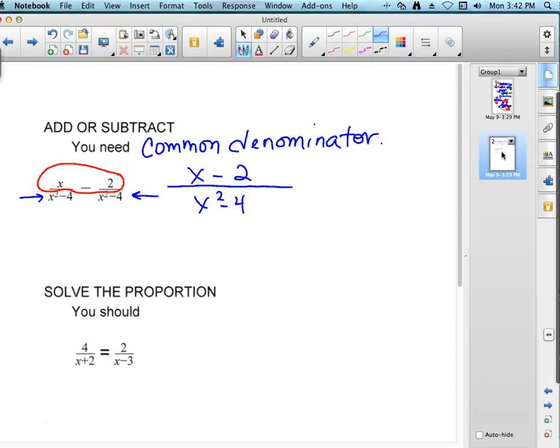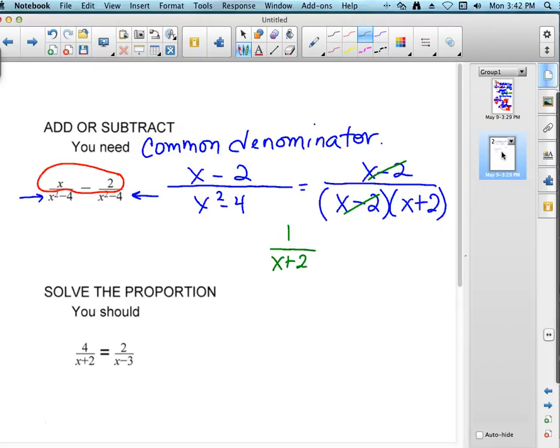Now, if you recognize x squared minus 4 in the denominator as a difference of squares, you should be able to factor that into x plus 2 times x minus 2. And then we can do some reducing. So we can cancel out the x minus 2's and end up with 1 over x plus 2 as our final answer.